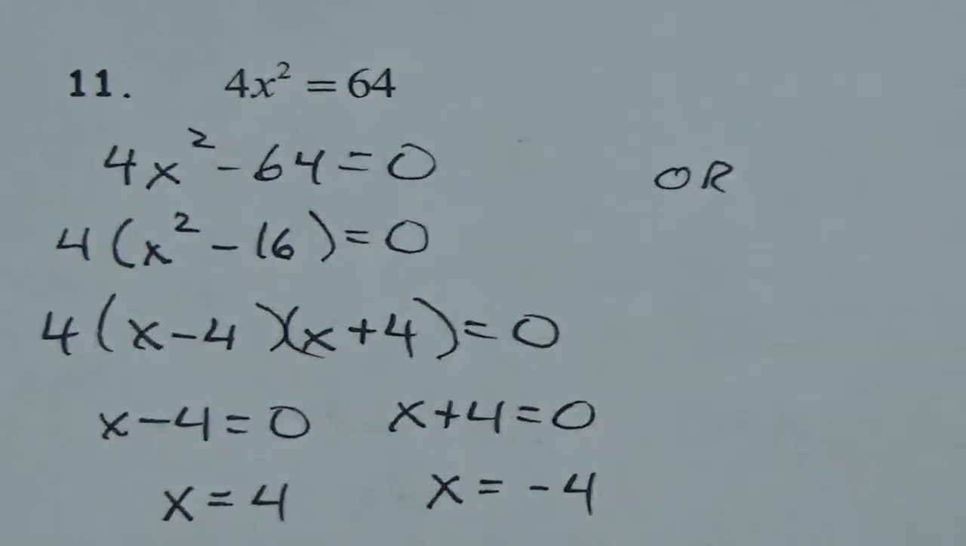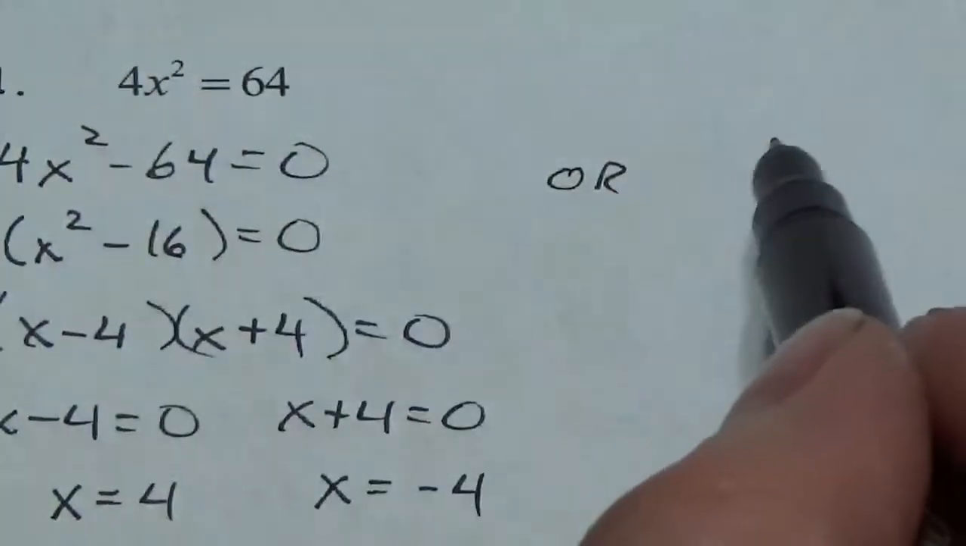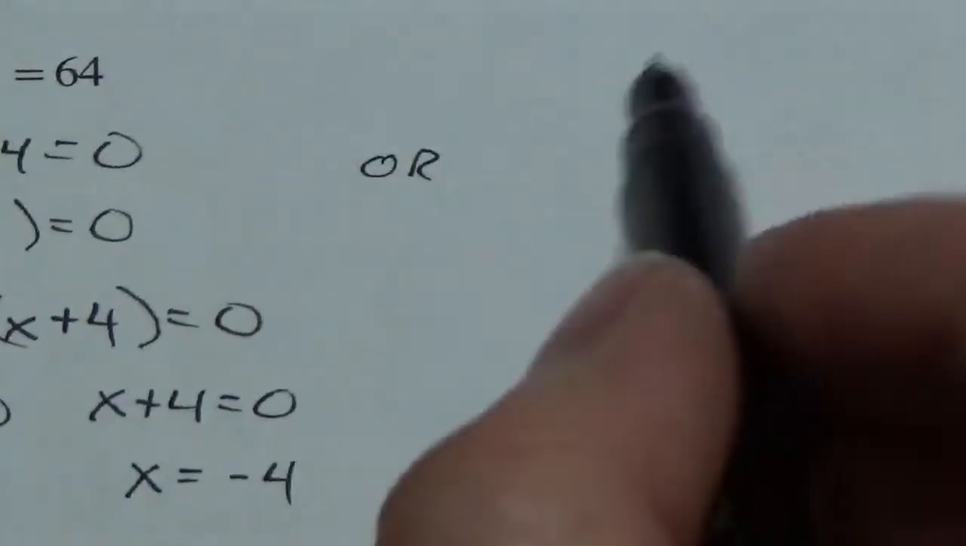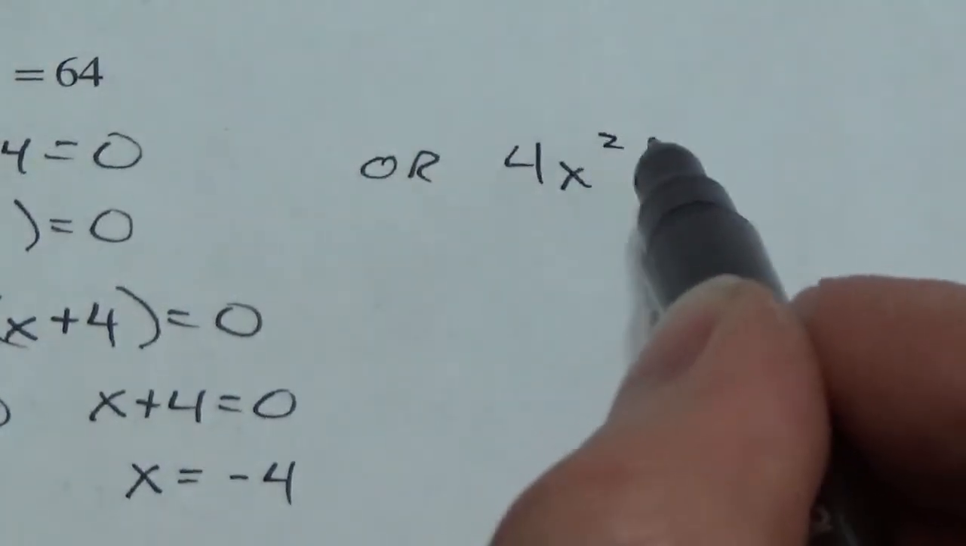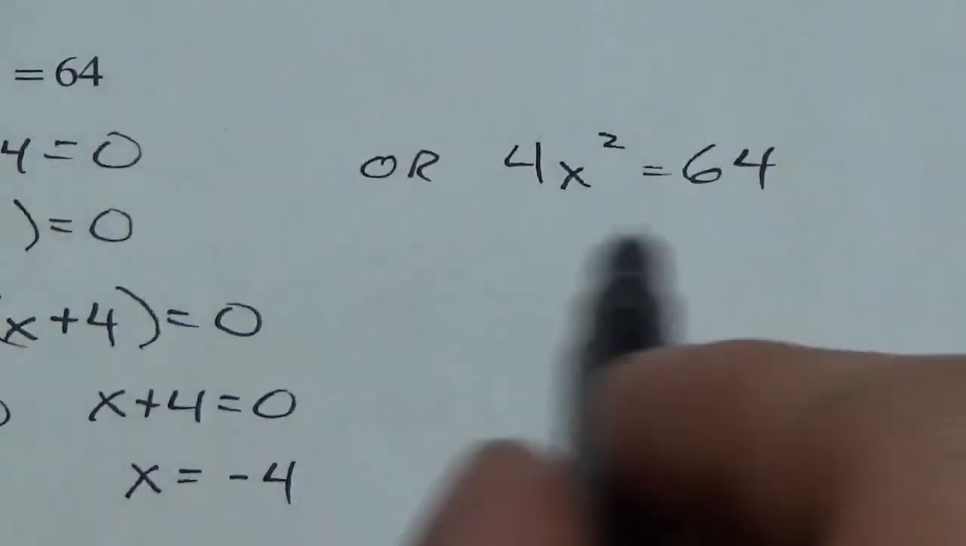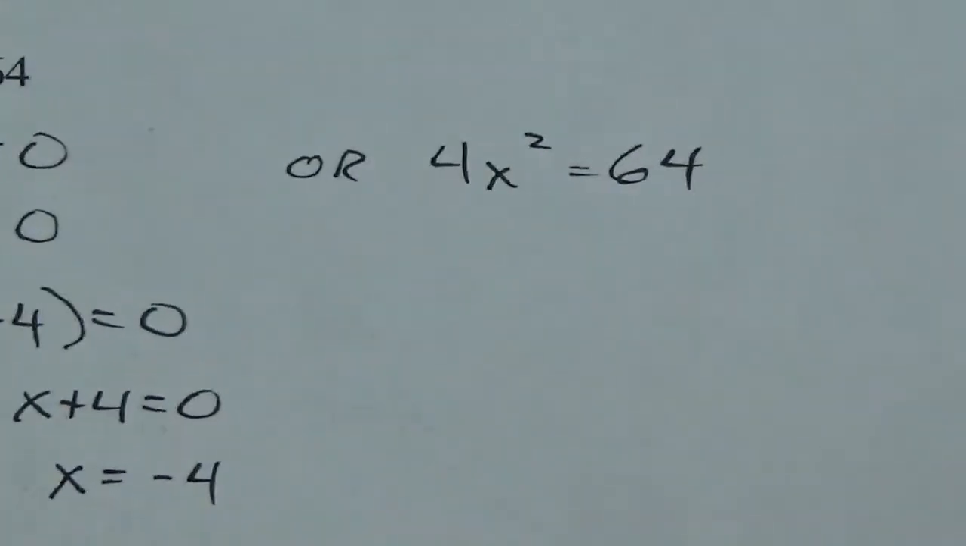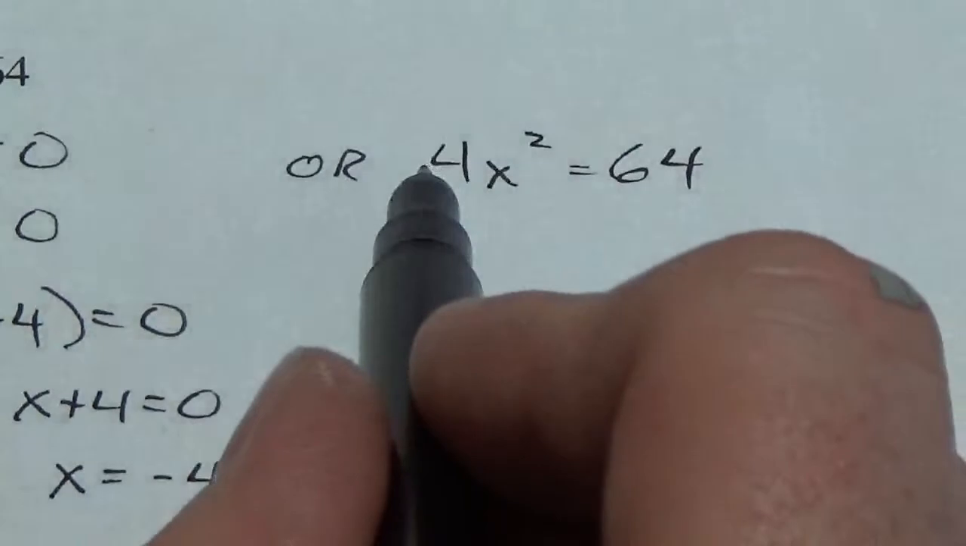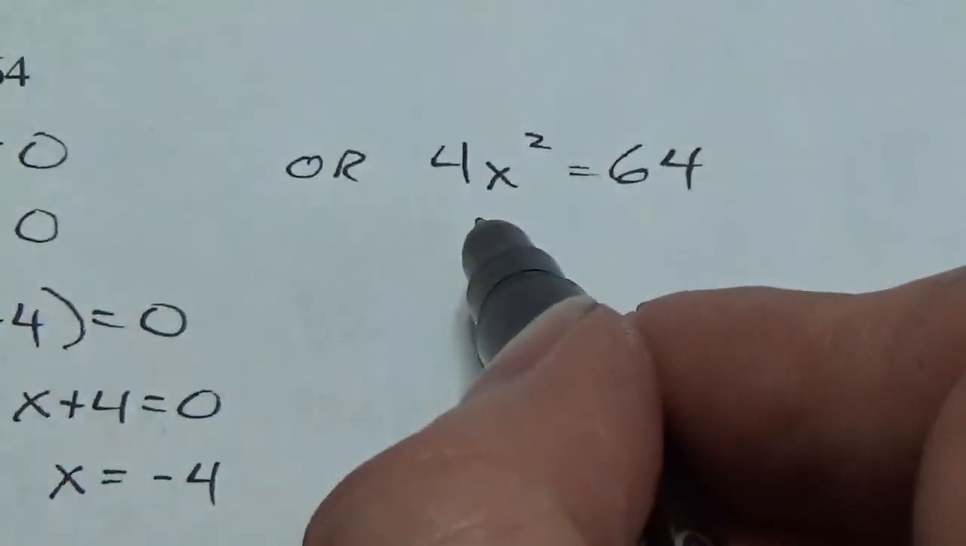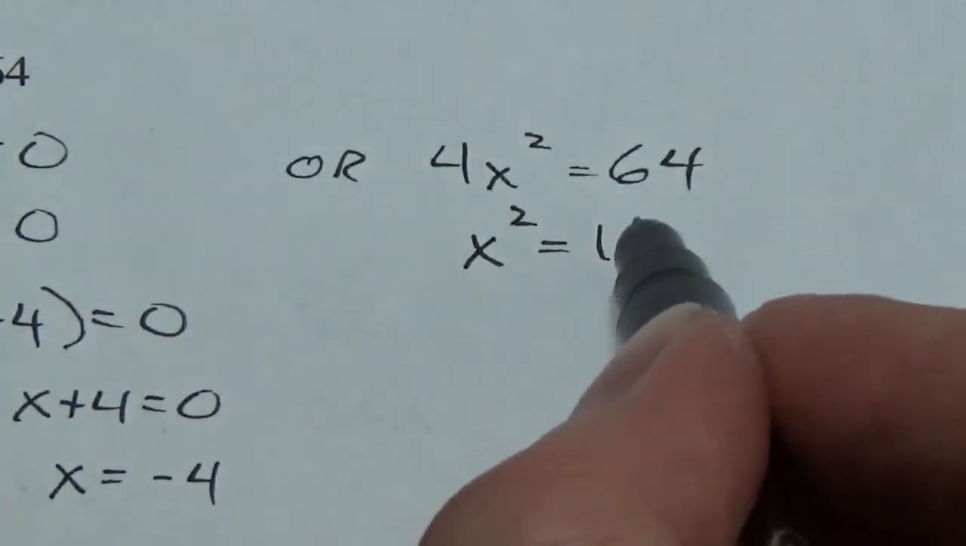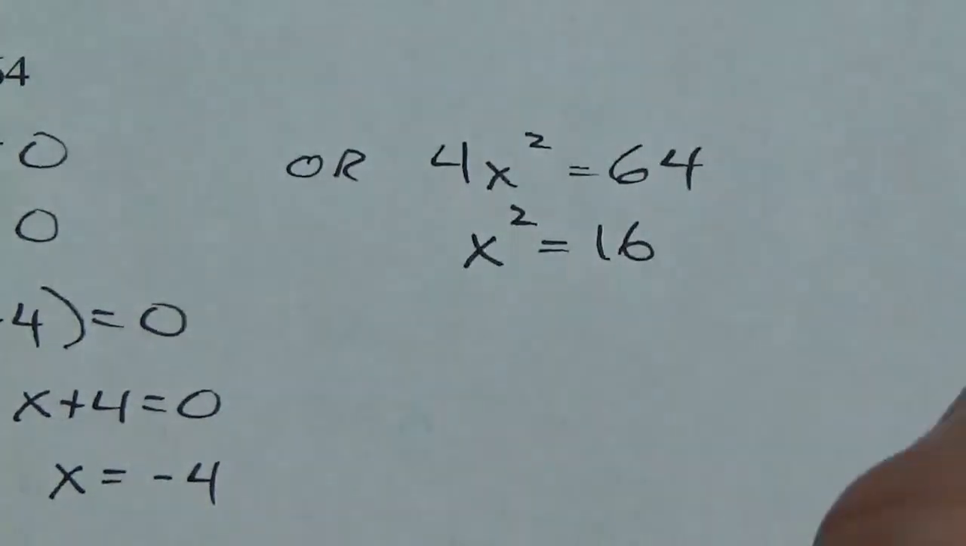Or, another way that I could have handled that would have been to just work with it like this. So I'm just going to move this over a little bit. I could have started with this. And this is a slightly quicker way of doing this, but it's conceptually a little bit more difficult for people. The first thing you want to do here is divide by 4. So I'm going to get x squared is equal to 16 because I got to get the x by itself.